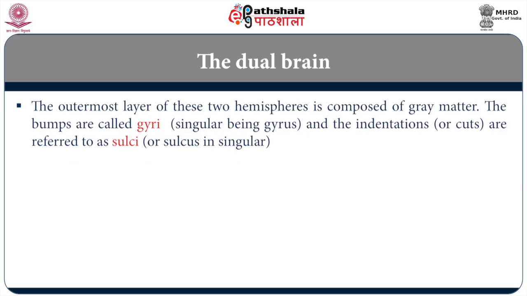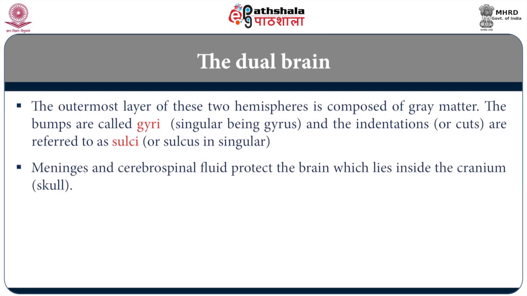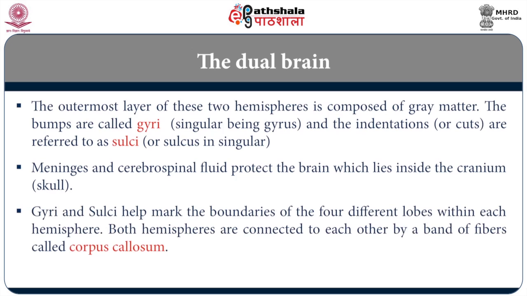Now these gyri and sulci are protected from the hard skull with cerebrospinal fluid and meninges. You would have heard of meningitis, infection of the meninges. They are like buffers: between the skull and the actual cranium, you have cerebrospinal fluid and meninges. Both the hemispheres, as you saw in the picture, the right and the left, are connected with the corpus callosum.